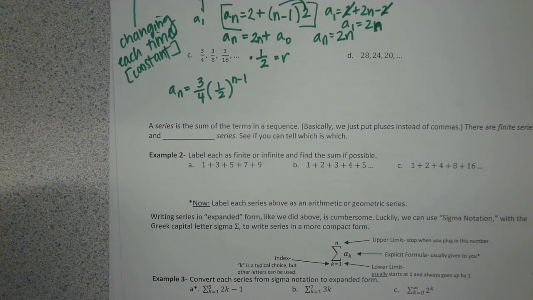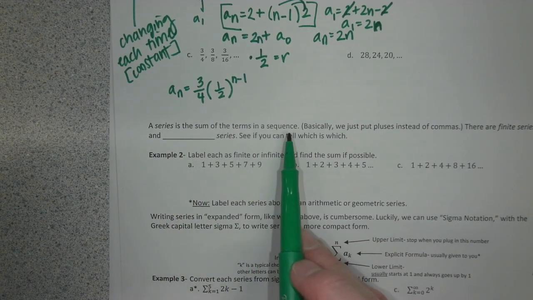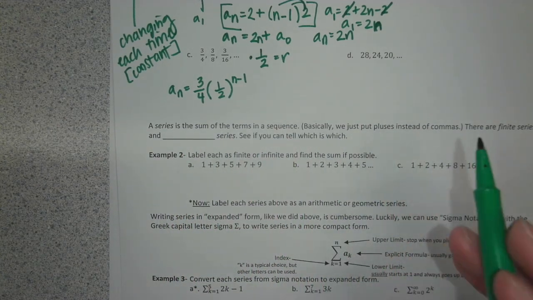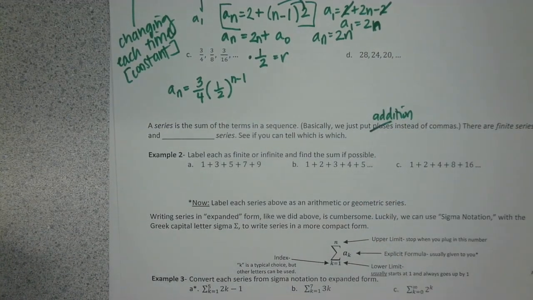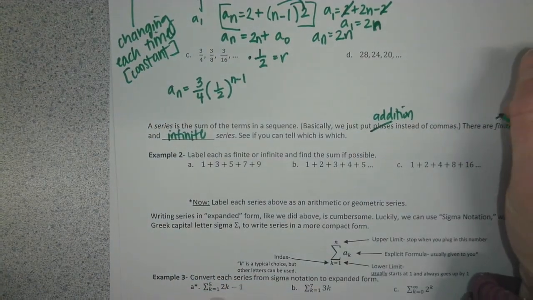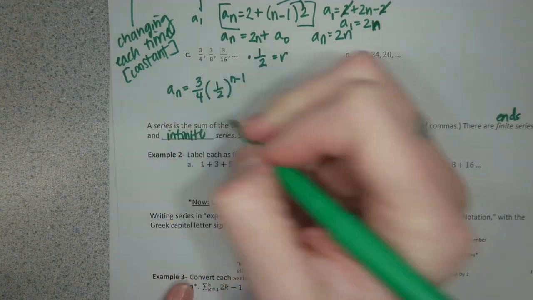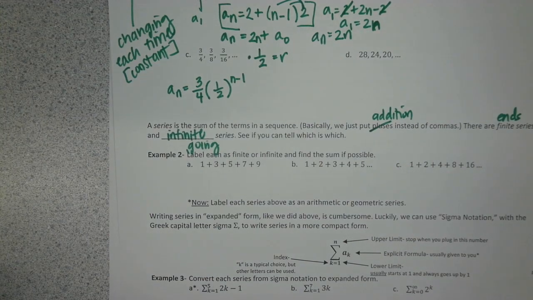A series, so what we're going to switch into now is a series. A series is the sum of the terms in a sequence. So we just use pluses, addition, instead of commas. They're a finite series and an infinite series. Finite means that it ends. Infinite means that it keeps going. So we're going to see if we can tell which is which.